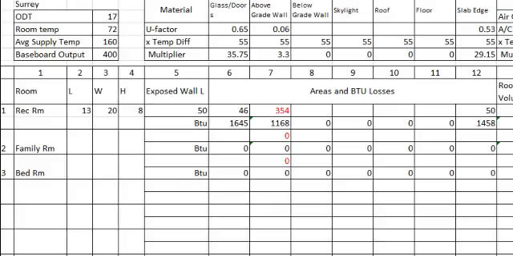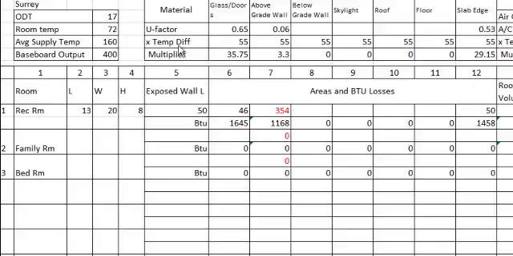So for the remainder of this, we're going to look at this spreadsheet, which is a direct representation of the worksheet that you'll be recording your information on, and we'll just overview where we got some of this information. First of all, we're dealing with Surrey, which is located up here. The outdoor design temperature is 17 from the chart, or table I should say. Room temperature is 72. And we're also going to enter 160 degrees as an average supply temperature for a warm air furnace, and also a baseboard output per foot of 400 BTUs. That will come in handy later, and we'll show you exactly how that works out.